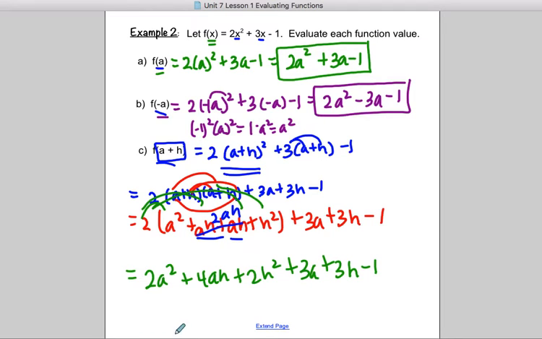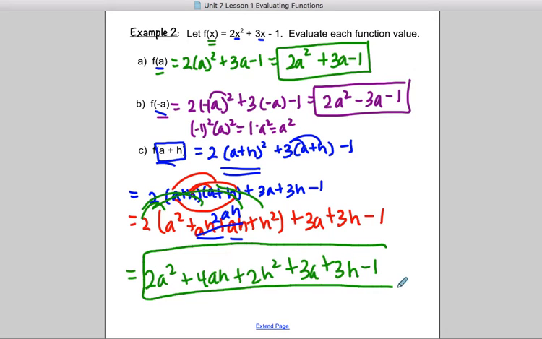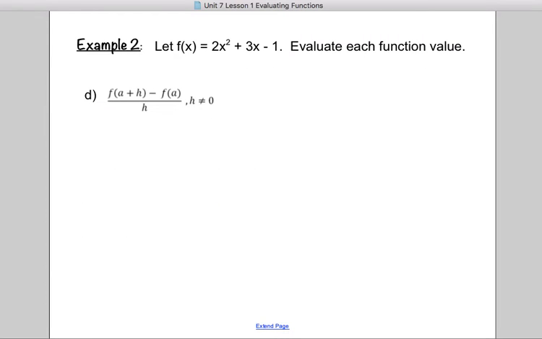I do not see anything that I can combine here. So we are done. That is your answer for that one. It's a nice answer. All right, let's look at example D.